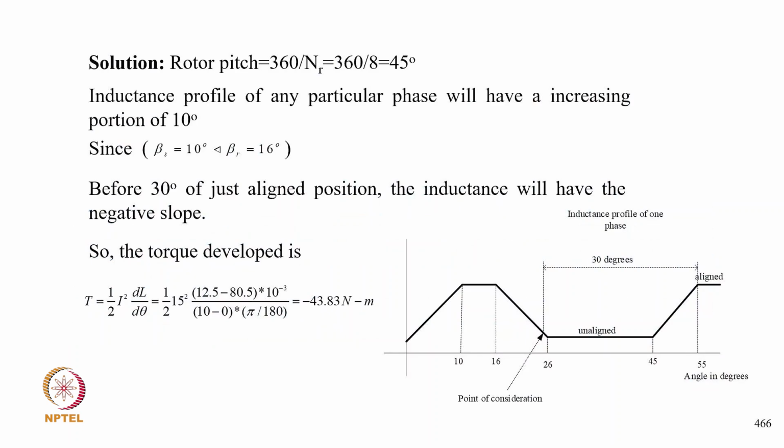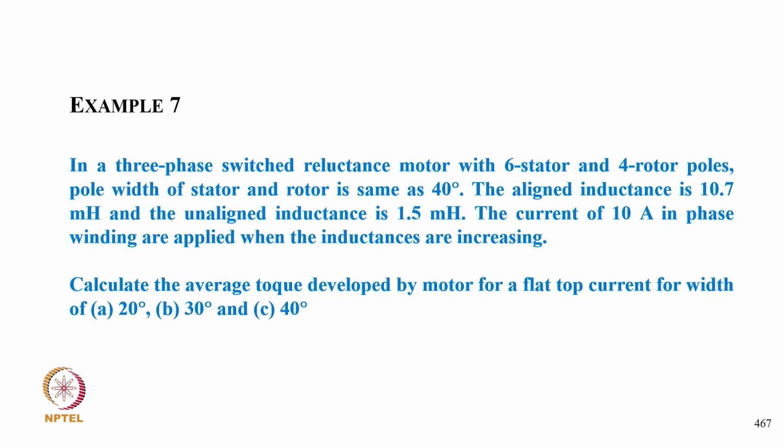Neglect fringing. Coming to solution, the rotor pitch is 360 by Nr, that is 45 degrees. The inductance profile will be increasing over 10 degrees. So beta s is equal to 10 degrees and beta r is 16 degrees. So before 30 degrees of the aligned position, the inductance will have a negative slope. So the torque developed is T equal to half i square dL upon d theta, which comes to minus 43.83 Newton meter, as you can see here in the diagram.